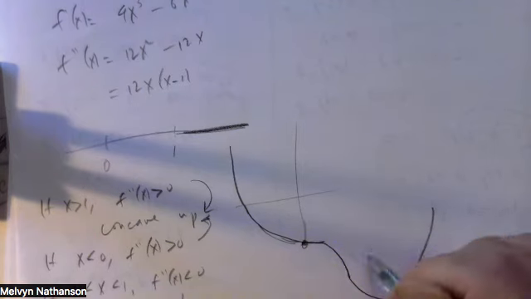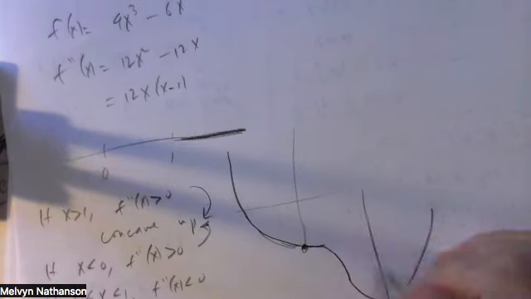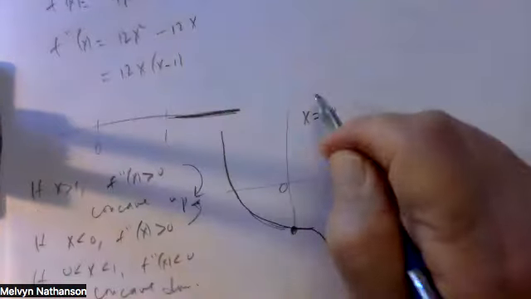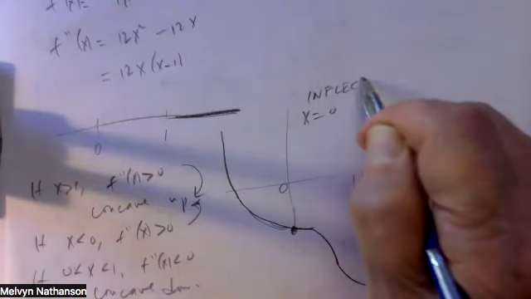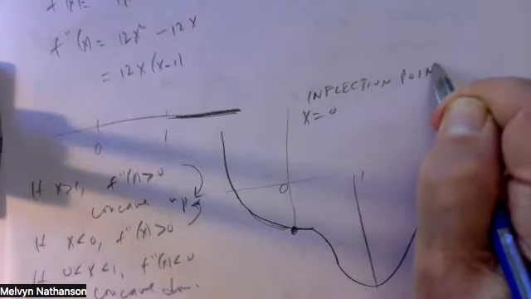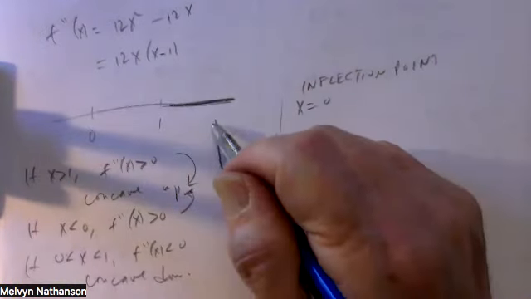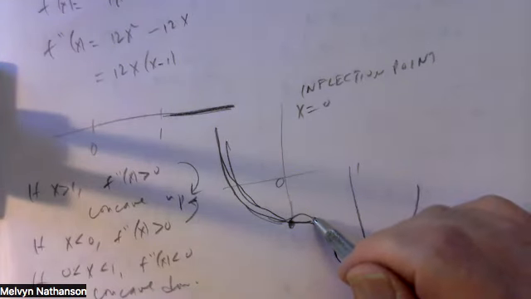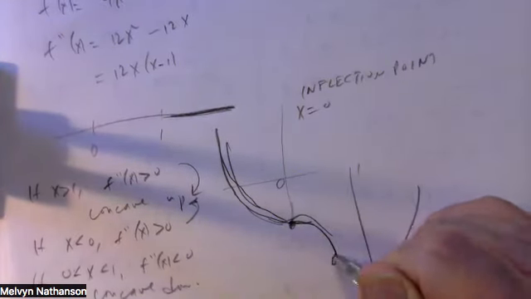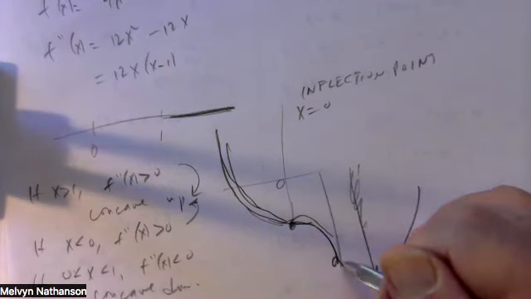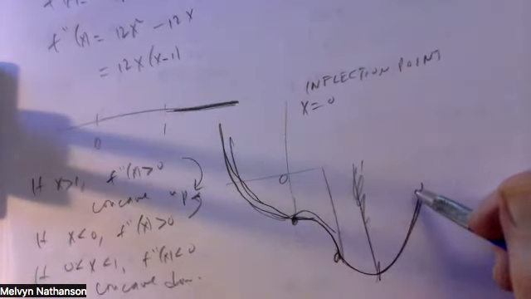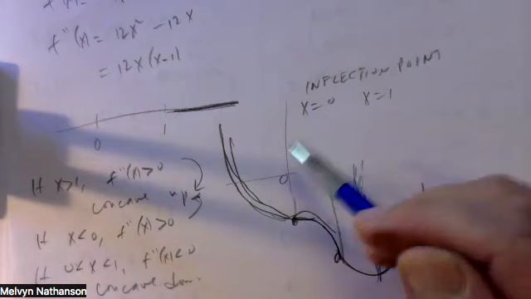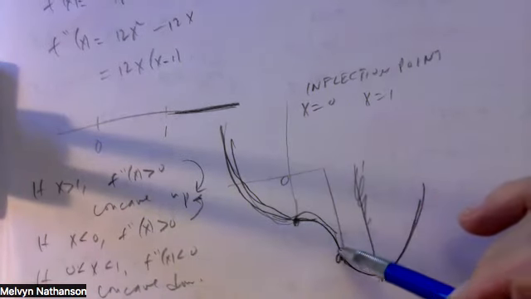So at this point, x equals 0 is an inflection point. An inflection point is a point where a curve changes from being concave up to concave down, or from concave down to concave up. So x equals 0 and x equals 1 are both inflection points. Concave up to concave down to concave up.